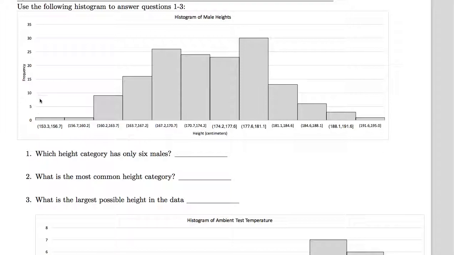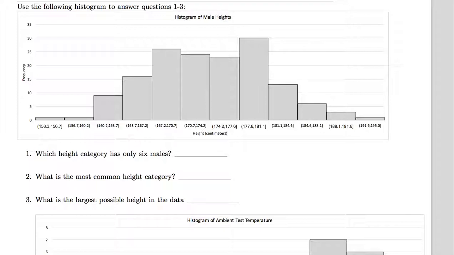So the frequency is always on the left vertical axis of a histogram, and then the horizontal axis has the different categories, and in this case the categories are height measured in centimeters for several male subjects of the study. So it says, which height category has only 6 males?